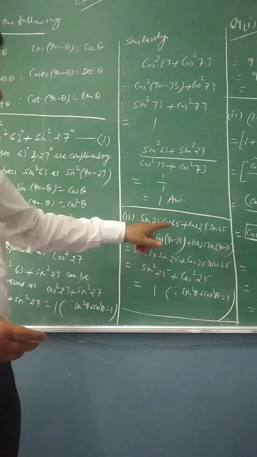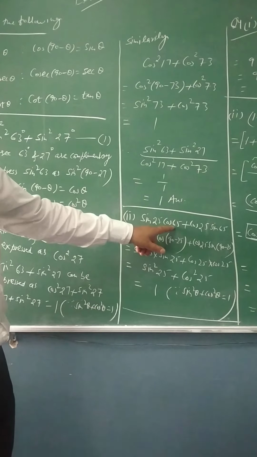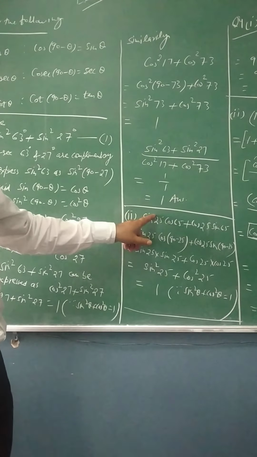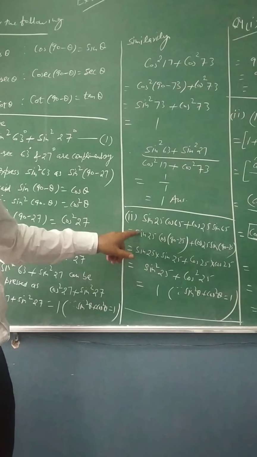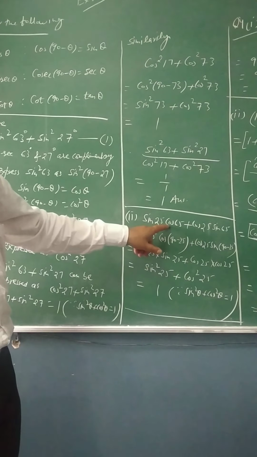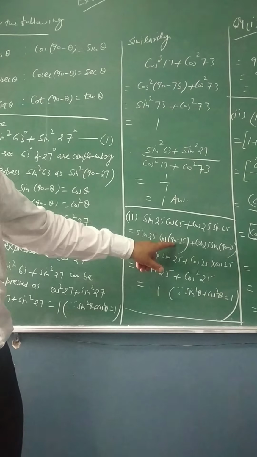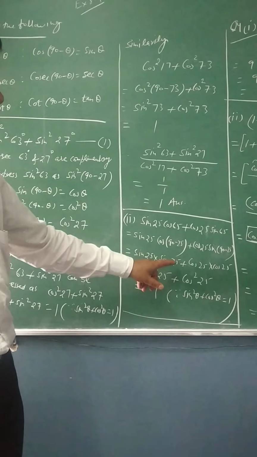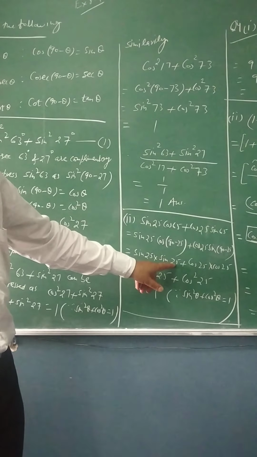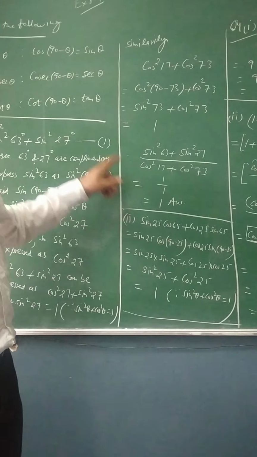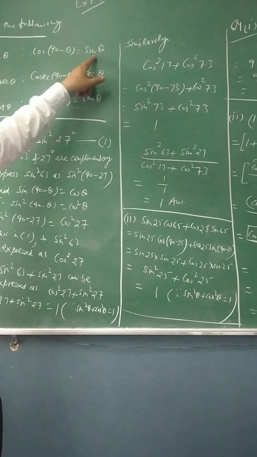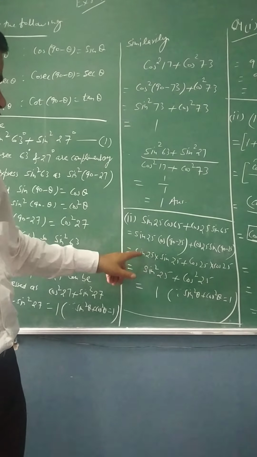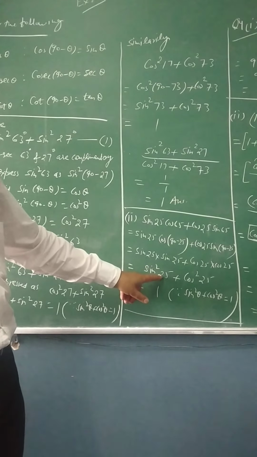So as I convert this cos 65 in terms of its complementary, nowhere else do I have to look. Here it is, sin 25. And then cos 65 can be expressed as what? 90 minus 25. And cos 90 minus 25 is equal to what? Sin 25. Sin theta: cos 90 minus theta is equal to sin theta. So sin 25 into sin 25 is sin square 25.